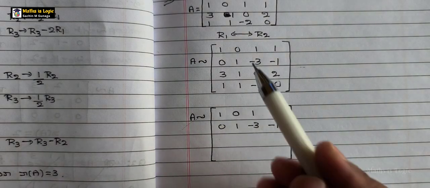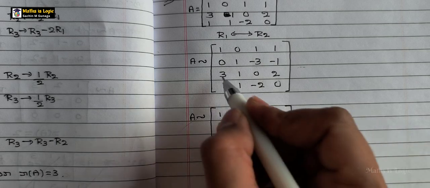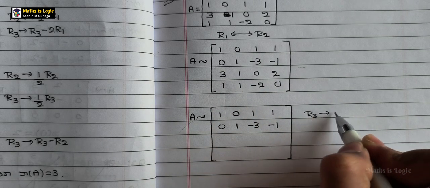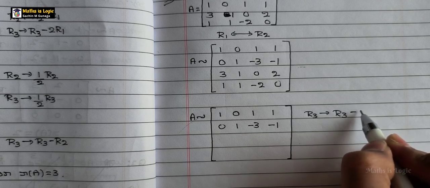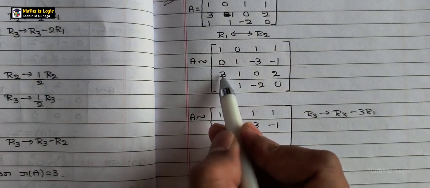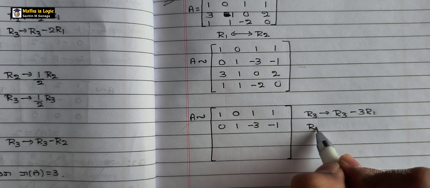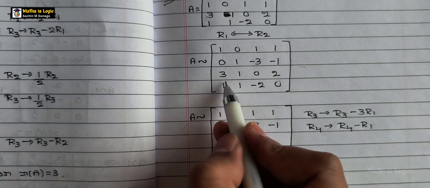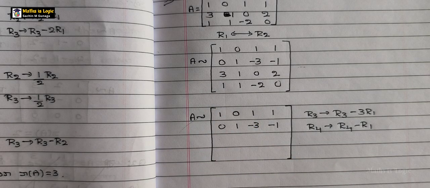Correct. Now R3 we are changing, therefore write R3 changes to R3 minus 3 times R1. So that time this element goes to 0. Similarly, R4 changes to R4 minus R1. That time this element directly goes to 0.